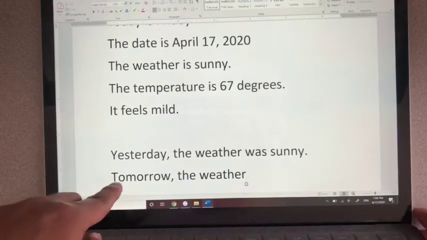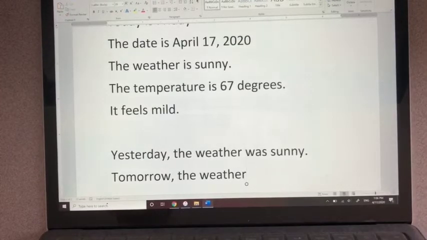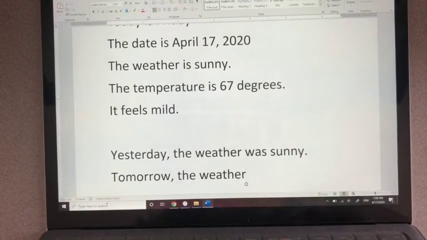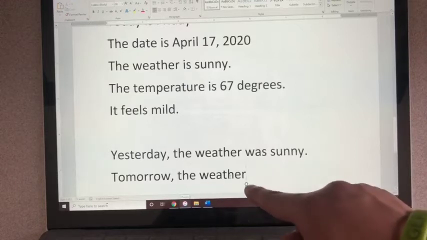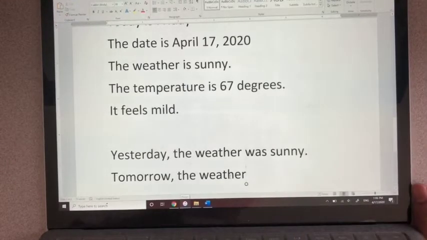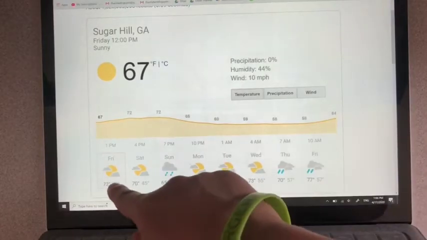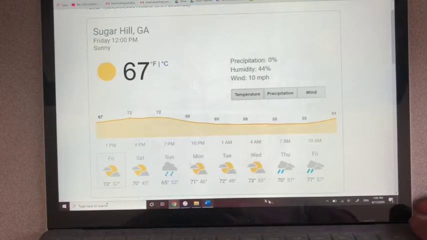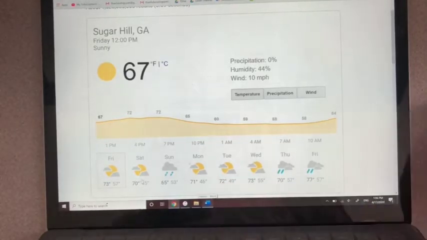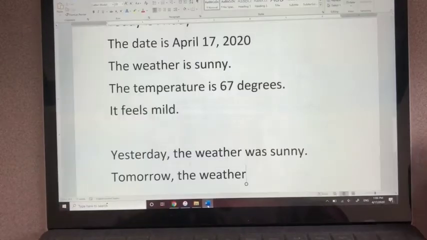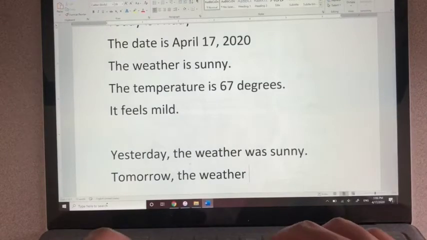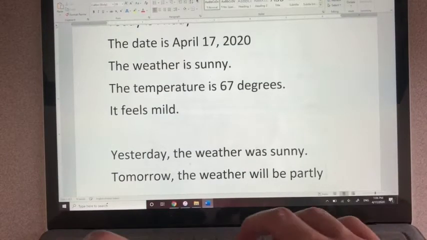And now we're talking about tomorrow, the weather tomorrow. So we're talking about the future. If we talk about today, we say the weather is. The future tense of is will be. So tomorrow, is today Thursday? No, tomorrow is Saturday. We've got some clouds and some sun, so we can say partly cloudy. Tomorrow, the weather will be partly cloudy.